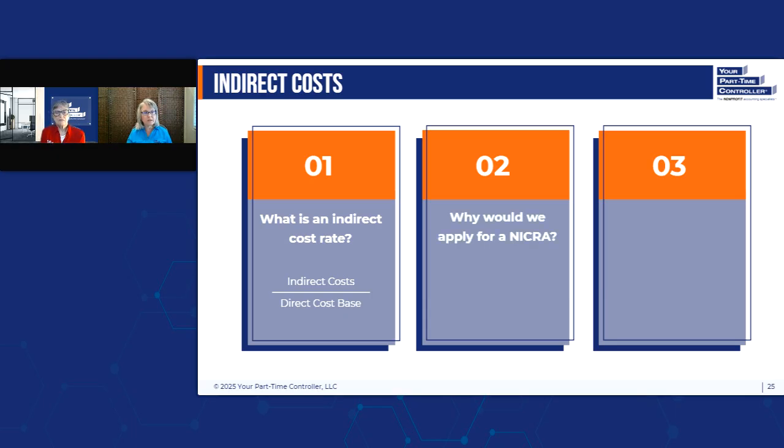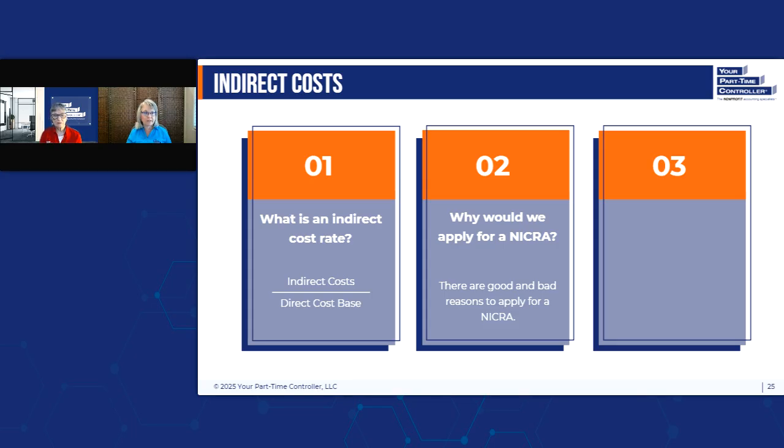Now, why would an organization apply for a NICRA? And there are good and bad reasons. Good reasons would include a nonprofit aiming for more federal funding can benefit from a NICRA, as it simplifies the support and approval process for applications. Another good reason is if a client has been using the de minimis rate but finds it costly because their actual indirect rate is higher. Switching to a NICRA can be financially advantageous.